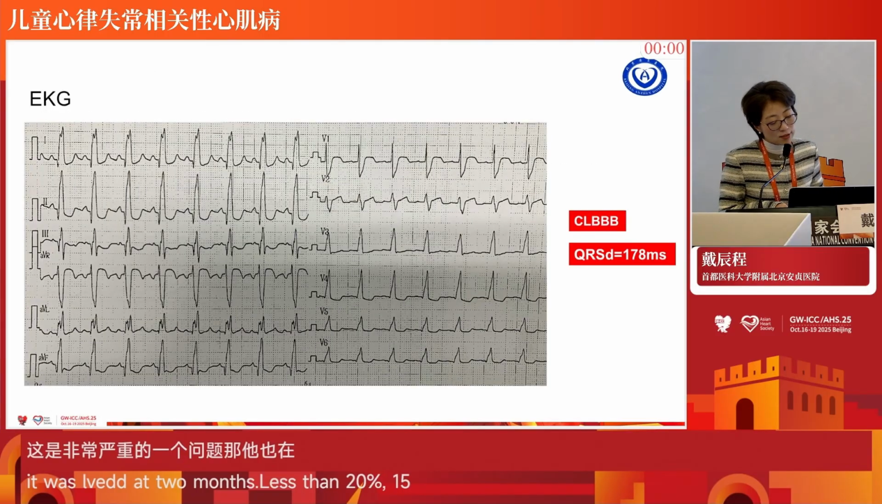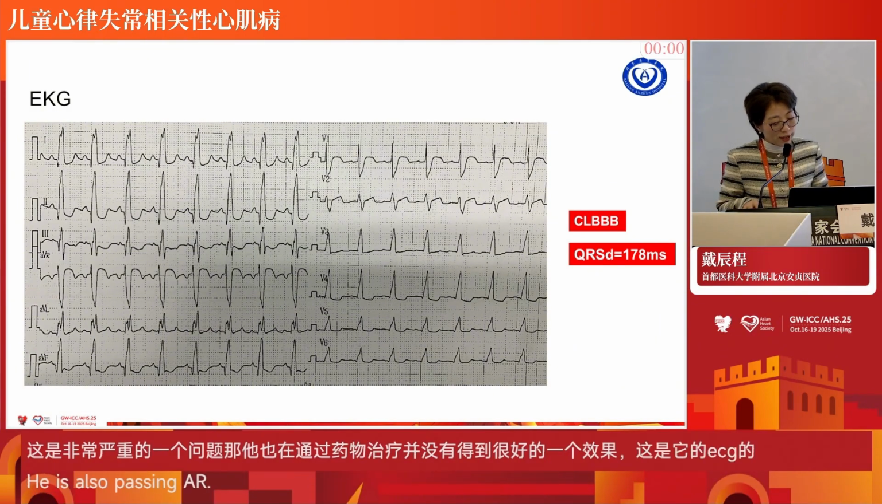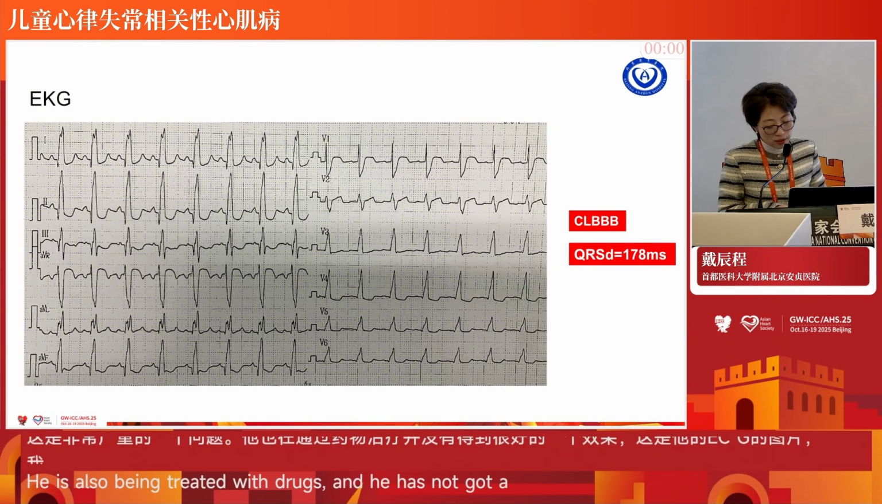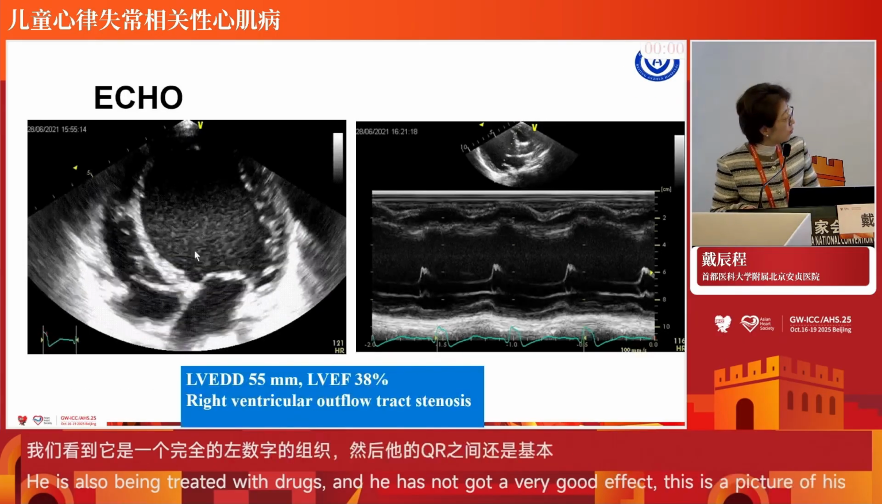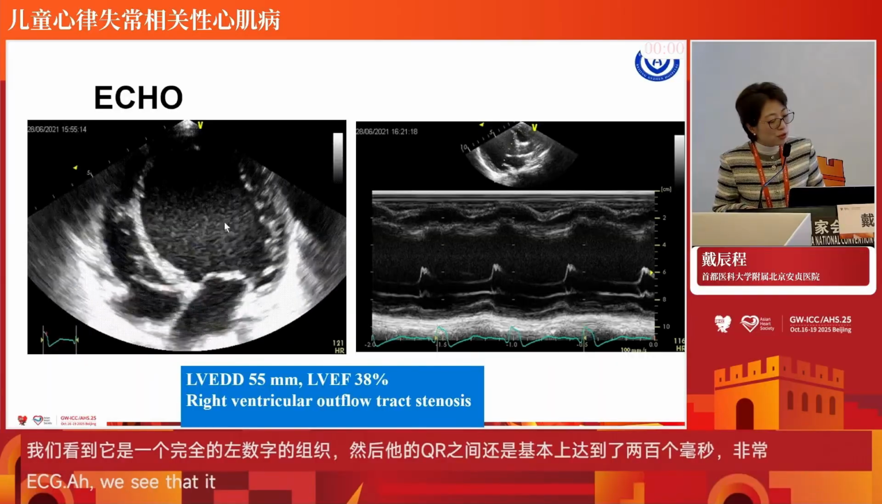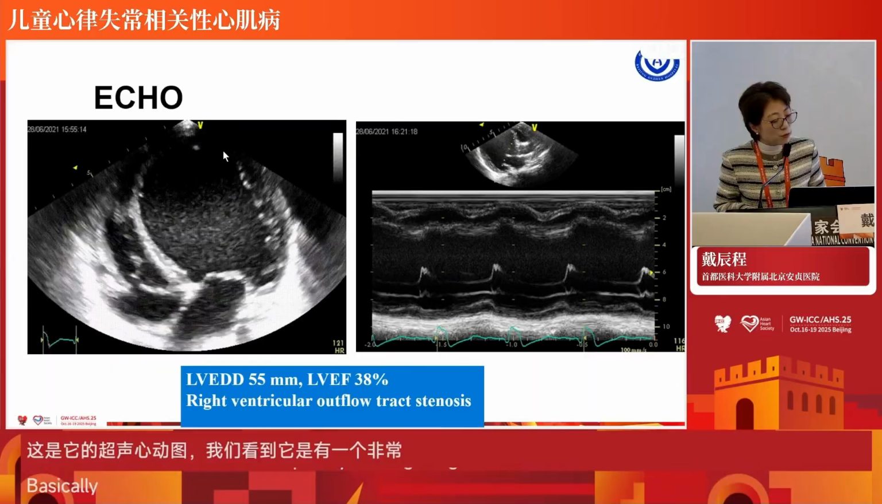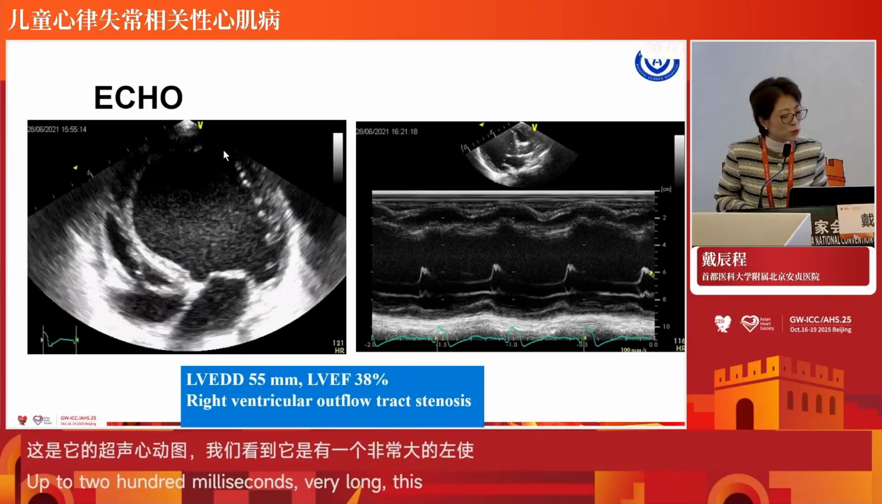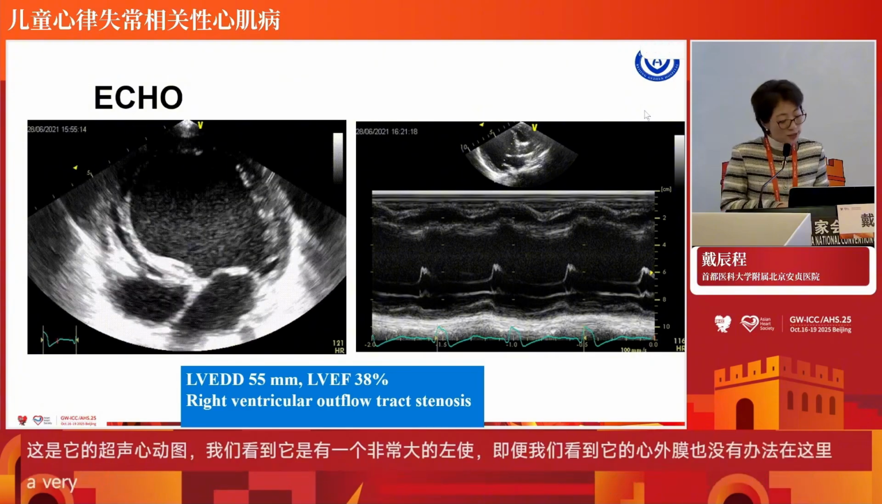This is his ECG. We can see complete left bundle branch block, and the QRS duration is very long, nearly 200 milliseconds. And this is the echo. We can see a huge left ventricle. Even the apex of the left ventricle is hard to distinguish. It is here. So, very serious.